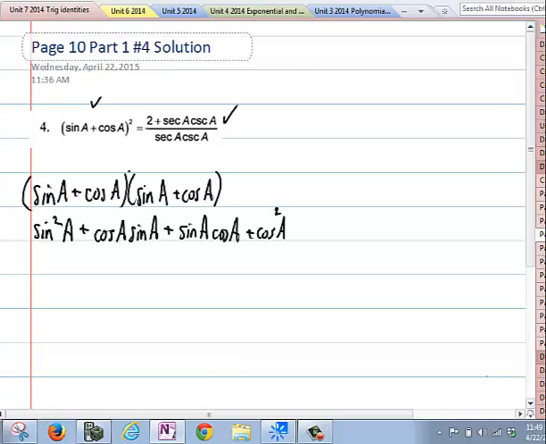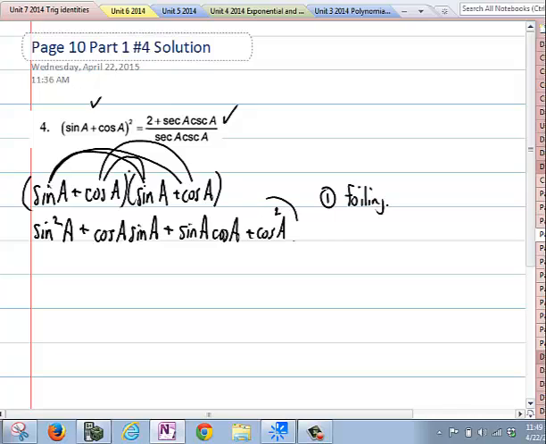Okay, so I FOILed out this binomial, and you can see that the first times the first is sine squared of A, the inner is sine cosine, the outer is cosine sine, and the last is cosine times cosine. So the first reason is foiling.